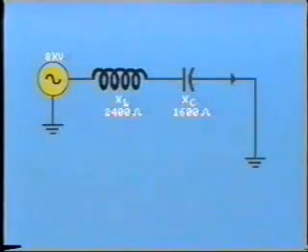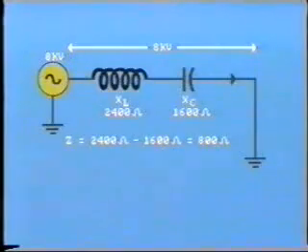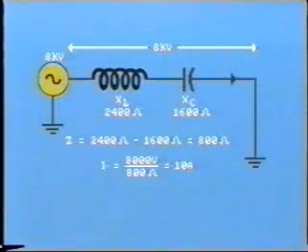For example, look at this simple series circuit. We have an inductive reactance of 2400 ohms in series with a capacitive reactance of 1600 ohms. The voltage across the circuit is 8 kV. The resistance of this particular circuit is negligible. Therefore, the total impedance of the circuit is 2400 minus 1600 equals 800 ohms. Remember that capacitance and inductance have opposing effects. So the value of current through the circuit is equal to 8,000 volts divided by 800 ohms equals 10 amps.